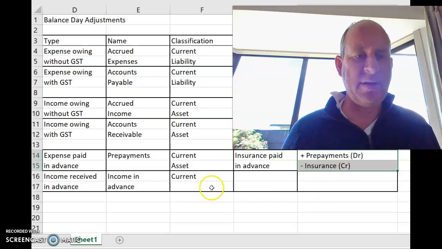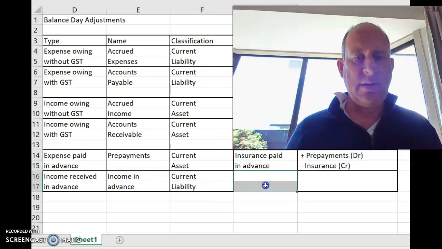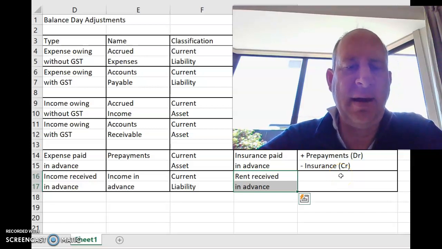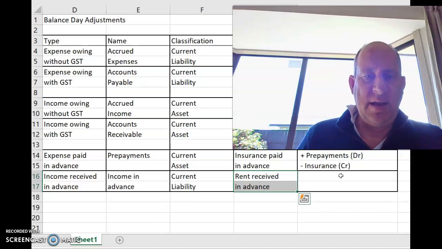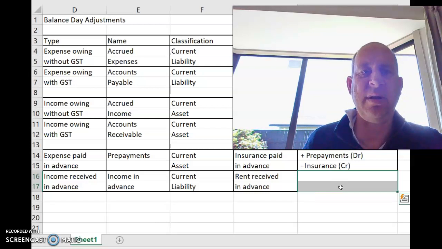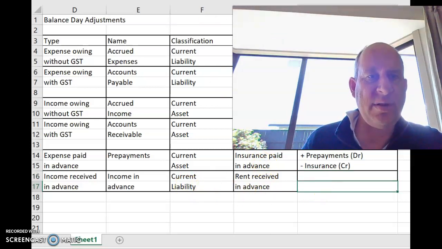And last one, income in advance, is a current liability. Got that one. And an example: rent's often a good one because we make our tenants pay in advance before they have their time in the house. And so this one here is a little bit different. Instead of both being on the debit side, they're both going to be on the credit side. So can you guess? Income in advance is a liability, so that's going to be the credit entry.